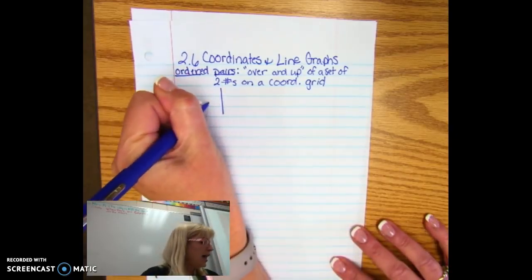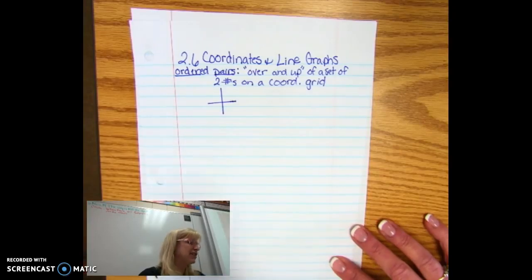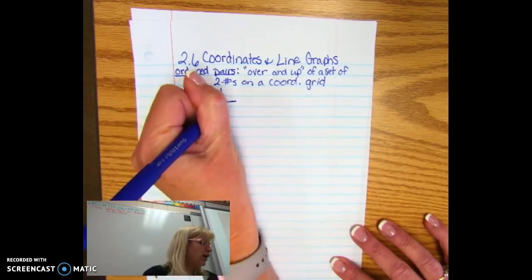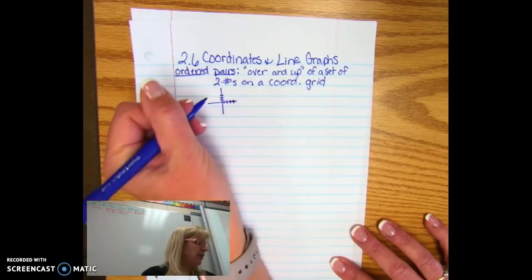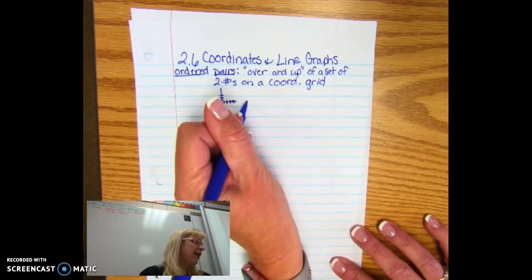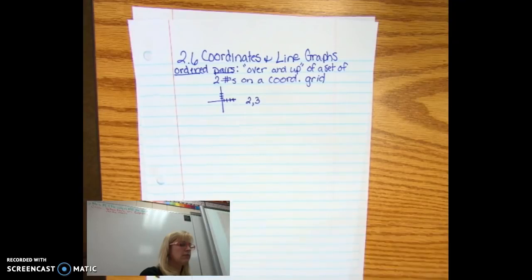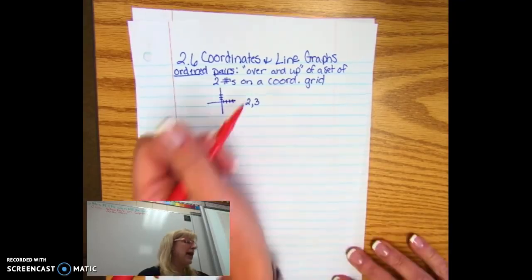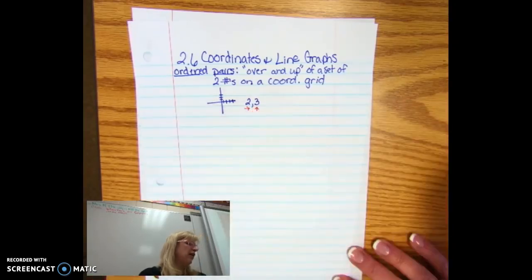So on a coordinate plane, which is kind of like an X or a T, we're going to just work today with the over and up. We're not going to deal with negative numbers. But let's talk about the ordered pair of 2, 3. What I used to do with students who had trouble remembering is before you even start, make sure that you draw the arrows underneath them so you know which way they go.